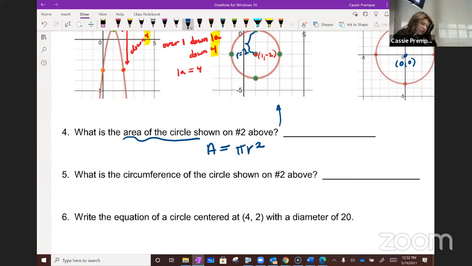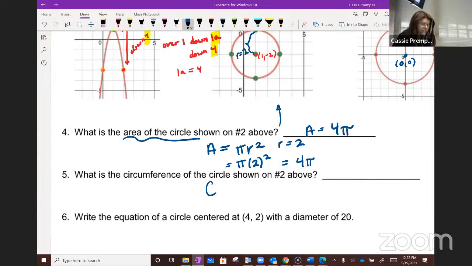What is the radius in that top one? 2. So we could even just keep this in terms of pi. What's 2 squared? 4. Yeah, pi times 4 or just 4 pi. We could do 4 times 3.14, determine the decimal equivalent, but leaving it in terms of pi is perfectly fine.